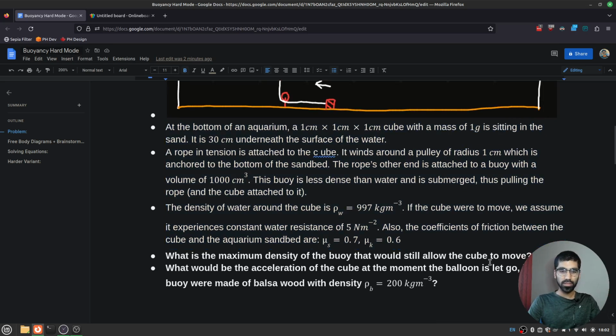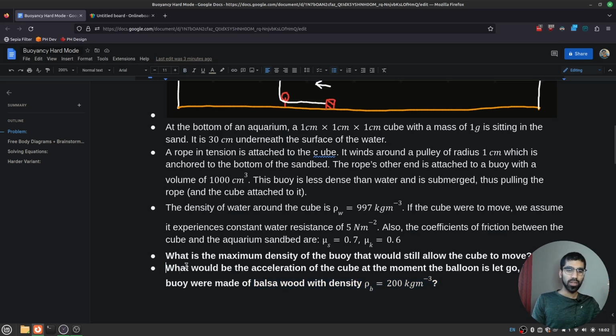The first part is, what is the maximum density that would still allow just the buoy to barely start rising upwards? If it were any less dense, then it would be able to float away. If it were just a little bit more dense, then no, not enough buoyant force. It's not gonna overcome the resistance of the sand on the cube or the water resistance, and the buoy won't float up.